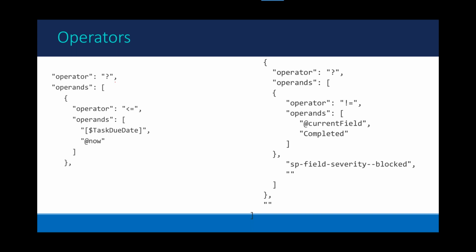So in this one, we are doing multiple operators. This is like an AND operator. We're saying, if the task due date is less than or equal to now, if that happens to be true, then we're checking to see if the current field is not equal to completed. So this is doing multiple operators nested, in case you want to check more than one thing within a condition.